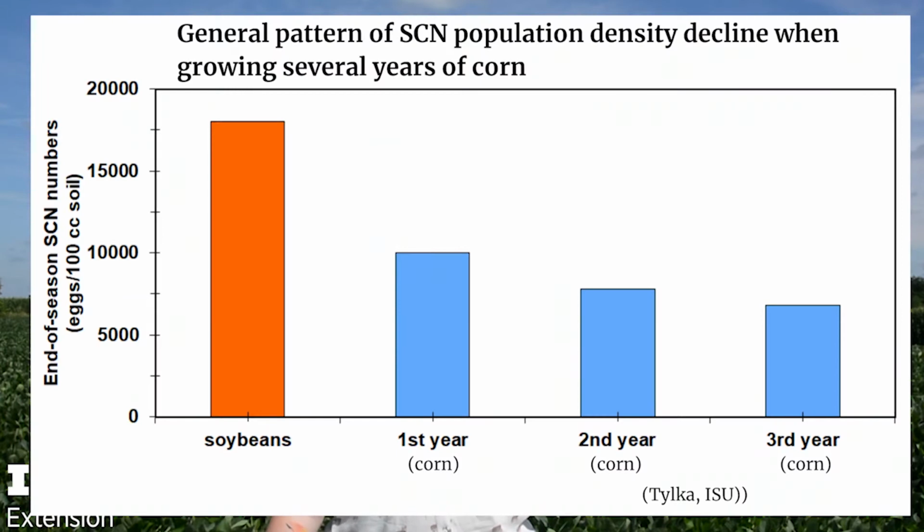One of the great things about this nematode is that by simply rotating to a non-host crop like corn, you can see a pretty significant decrease in the population density of soybean cyst nematode. My advisor from Iowa State estimates up to a 50% decrease in the population density just from planting 1 year of corn. However, you don't see that much of a decrease in subsequent years.